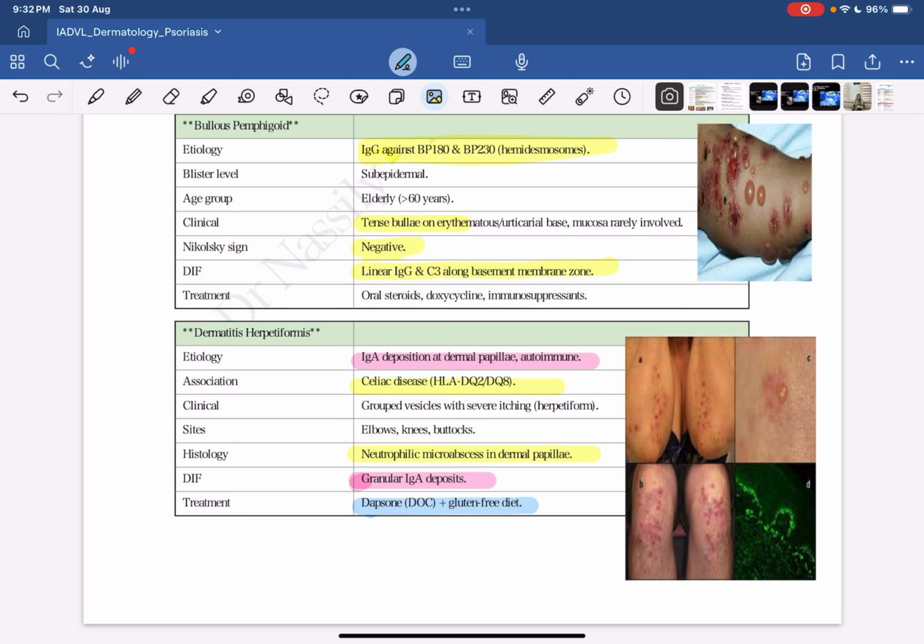Then there will be grouped vesicles with severe itching, so it is known as herpetiformis. Main sites are elbows, knees, and buttocks. Neutrophilic microabscesses in the dermal papilla will be seen in dermatitis herpetiformis. On direct immunofluorescence, IgA deposits will be seen. Treatment is dapsone, the drug of choice, plus a gluten-free diet.